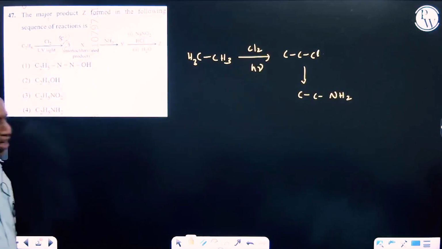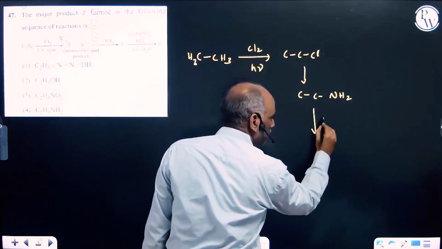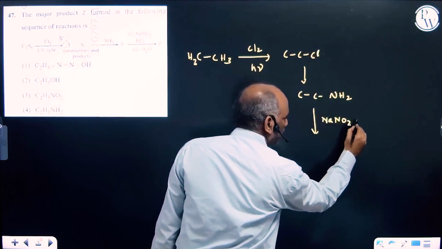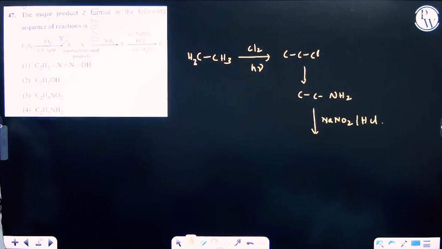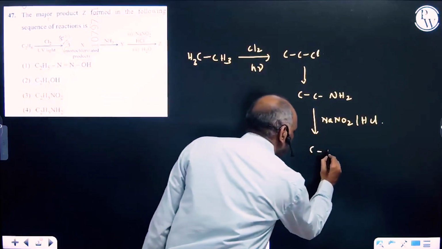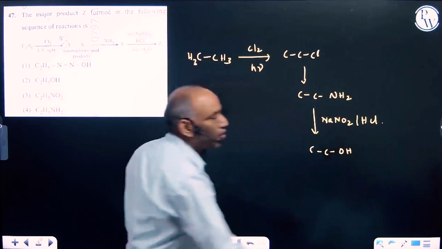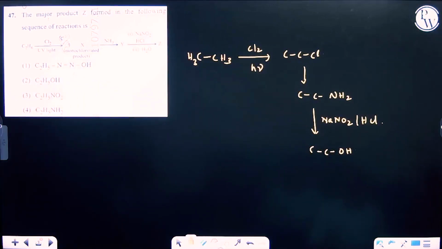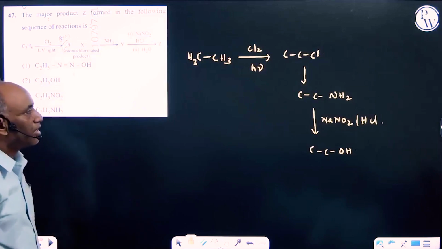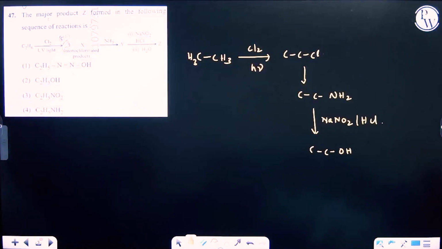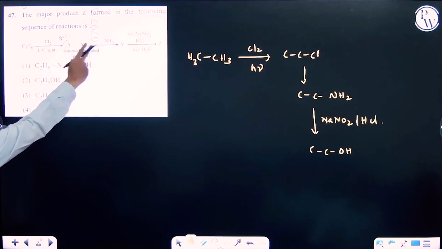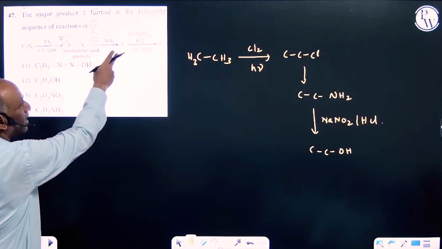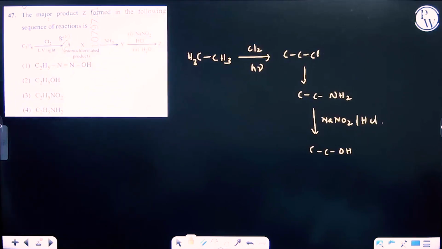Then it is subjected to NaNO2 HCl. This is nothing but diazotization conditions. Since this is aliphatic primary amine, this will get converted into alcohol. If at all it is aromatic primary amine, it will get converted into diazonium salt. Aliphatic primary amine will get converted into this alcohols. So ethane, ethyl chloride, X is ethyl chloride, ammonia, this Y is ethyl amine, and Z is ethyl alcohol. So you will go for the second option.